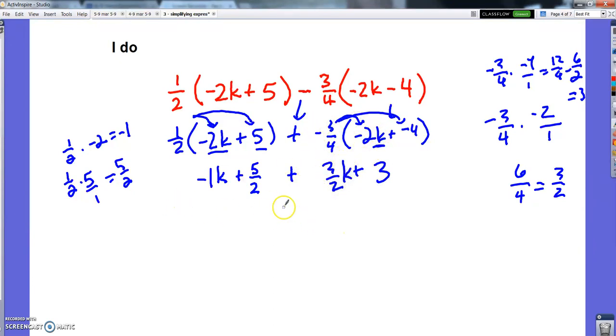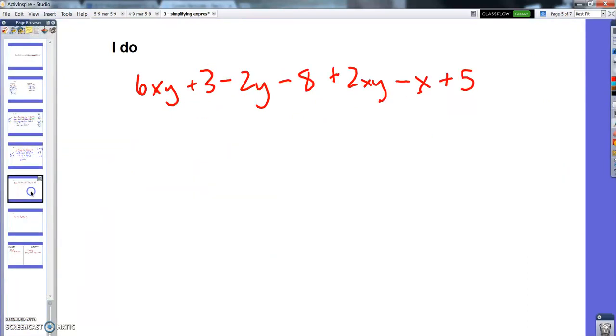And now I can just rearrange and combine like terms. Negative 1k plus 1.5k is going to be 1/2 k. And then 2.5 plus 3 is going to be 5.5. Alright, so I just don't want you to worry. The main thing here is the distributive property. Just don't worry if it's a fraction. Okay? Alright, open your math notebook and let's do one of each together.